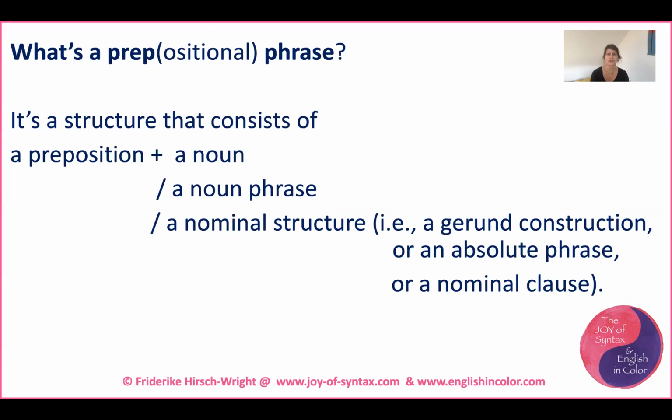Remember that gerunds are nominal structures, and so are absolute phrases or nominal clauses. Gerund constructions are sometimes called ing phrases or ing constructions or ing forms. But I don't like that because if you call them just ing forms, you can easily confuse them with participle constructions or participle phrases. And it's very important to tell participles and gerunds apart. But that's stuff for a different video. If you're confused by that, let me know and I'll make a video about that soon. Same thing, if you don't know what an absolute construction is, I can explain that, but not now.